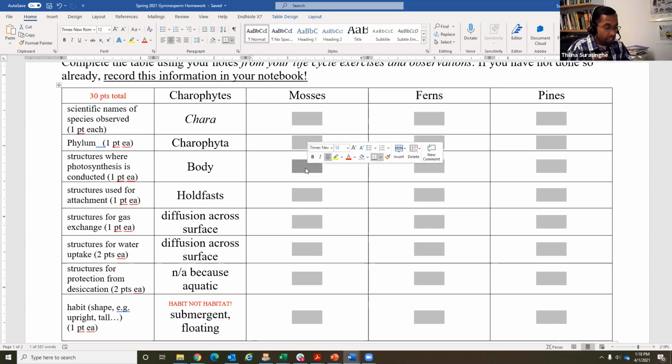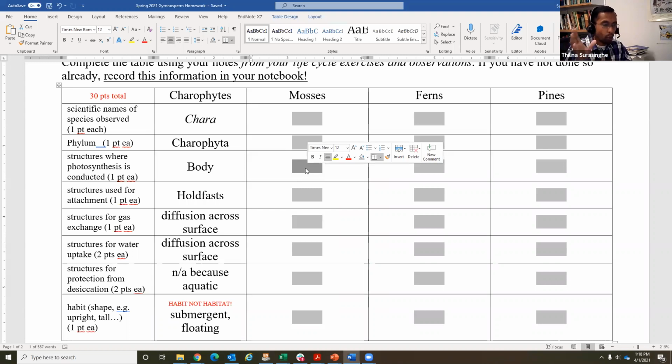Structures protecting from desiccation. Well, the cuticle can be applied to all of those. Actually, that should be good enough. But in pines, you actually have sunken stomata. And you can even mention that the vascular tissues are organized in such a way as to prevent water loss. If you remember, the xylem of the vascular tissue has a thicker wall. The reason is to prevent water loss.